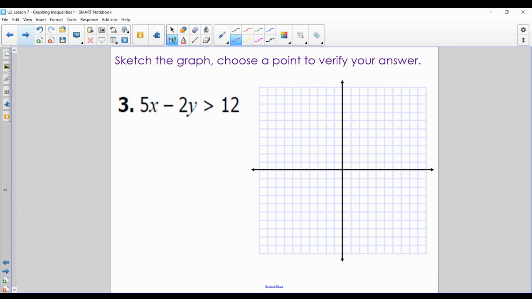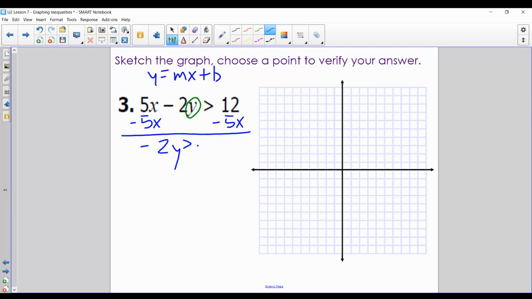Okay, what about this one? This one has standard form. So if you remember what we were doing yesterday, we're going to solve this to get y by itself. First thing I'm going to do is move the x. So I'm going to subtract 5x. That leaves me with -2y is greater than, keeping it in y equals mx plus b, so I'm going to put the x part first.